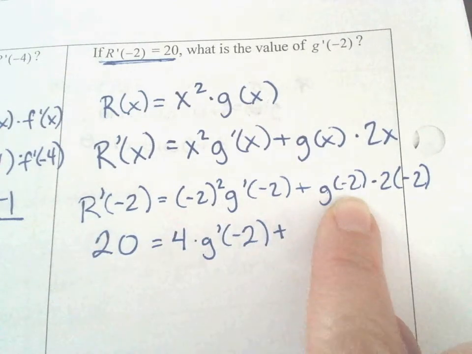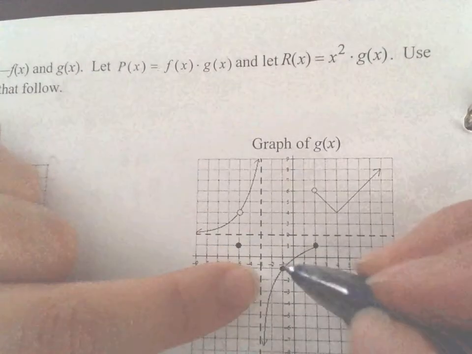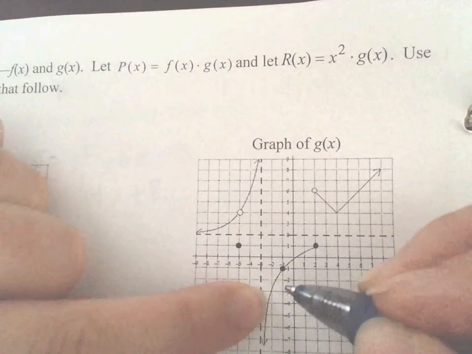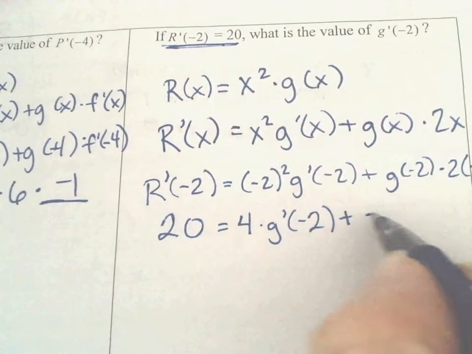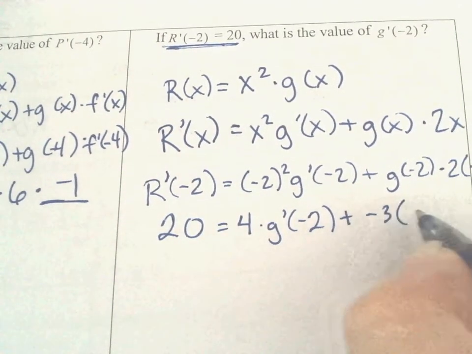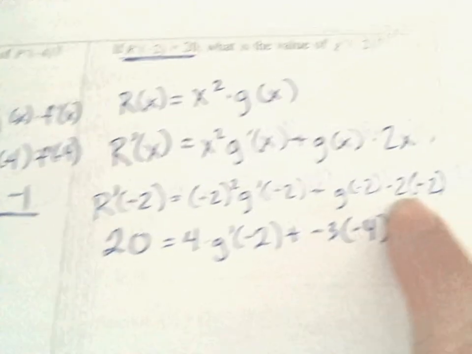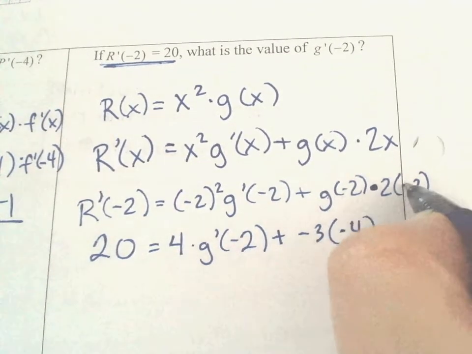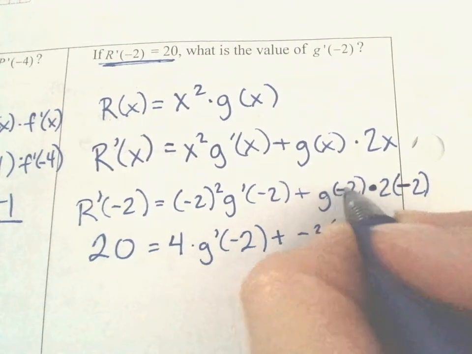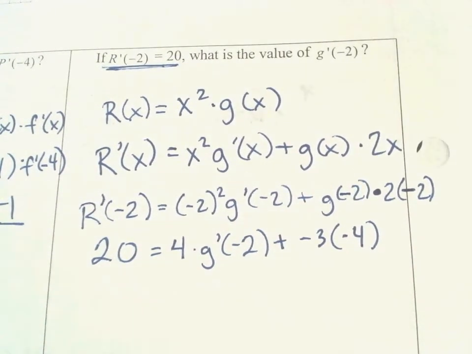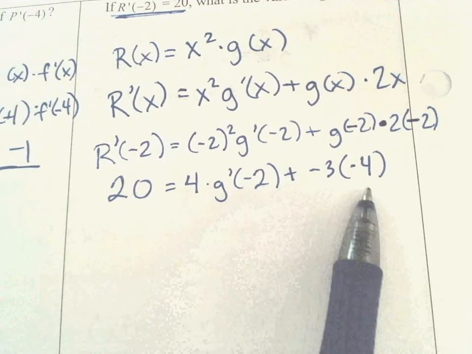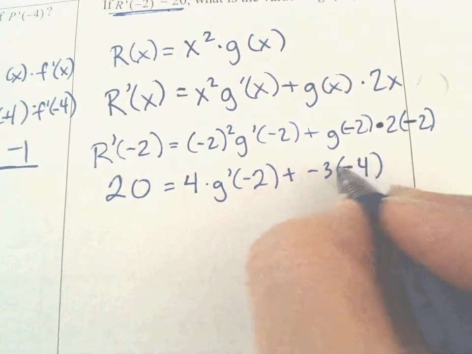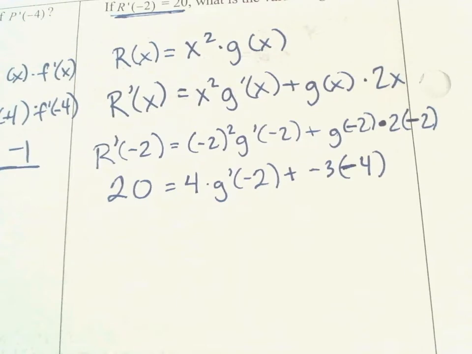Okay, I'm at the point where I have to find g of negative 2. How do I do that? Algebra. Go to the g graph. Oh wait, I was saying something else. Oh, g of negative 2 is negative 3. Here, be careful, my dots and my negative signs maybe need to be more clear. So I've got 20 is equal to 4 times g prime of negative 2 plus negative 3 times negative 4.